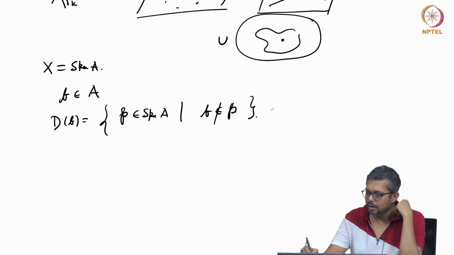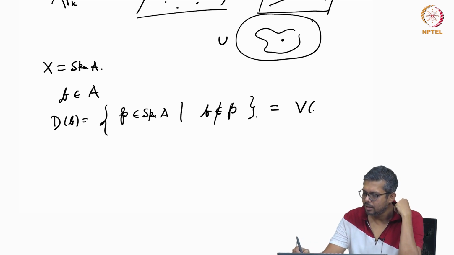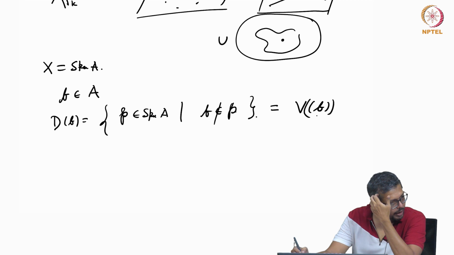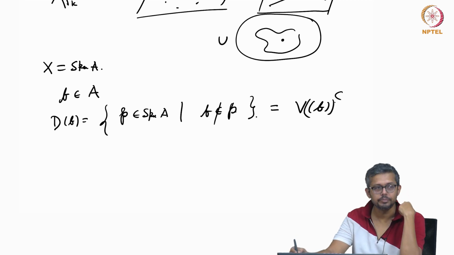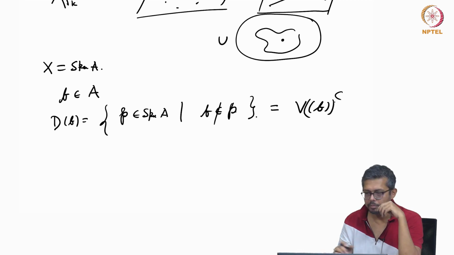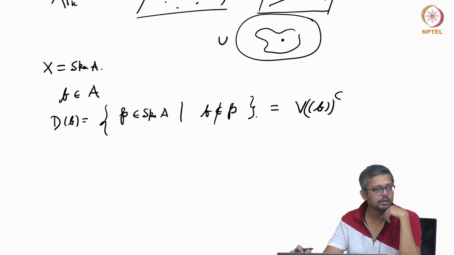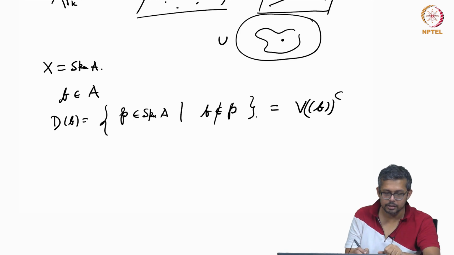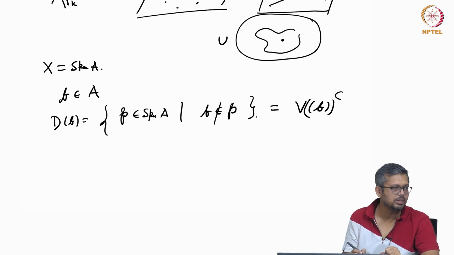This is the same as saying that you take V(f), the ideal (f), take all the prime ideals containing f, and this is the complement of that, right? So V(f) is a closed subset. I take all the prime ideals which contain this principal ideal, and the complement of that is the open subset.